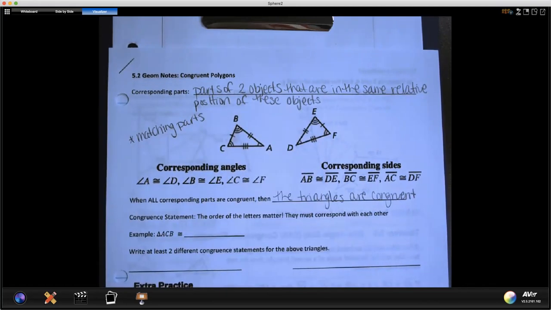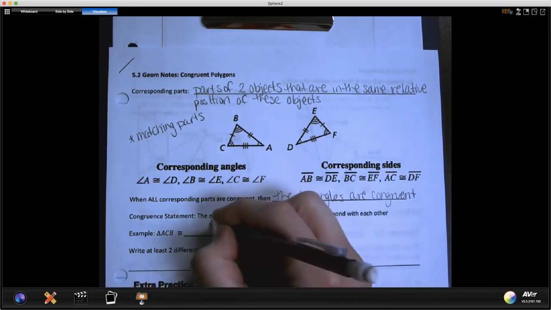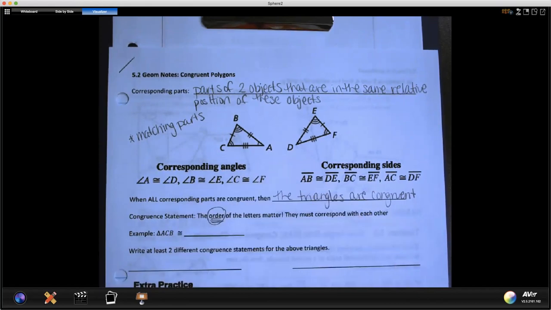So in the past, I've said, oh, order doesn't necessarily matter in most cases. When you're talking about corresponding sides, angles, or statements, the order does matter. So you want to make sure you have the matching parts, okay? So in a congruent statement, the order of the letters matters. Order is important, okay? Circle it, underline it, highlight it. And so therefore they must correspond with each other. We can't just put random letters. They have to be matching, okay? Because if I'm saying that they're congruent or corresponding, they have to be the same letters that we want.